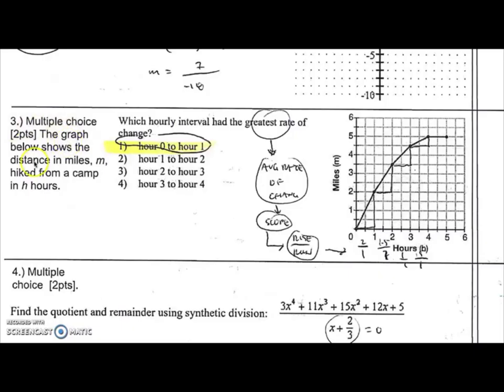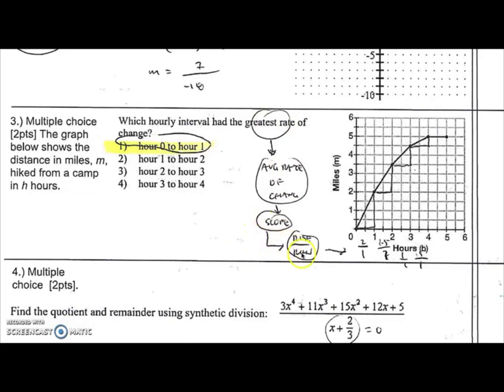I love math. The graph below shows the distance in miles, m, hiked from my camp in h hours. So you're going hiking, and the number of miles you travel is dependent on the number of hours. So which hourly interval had the greatest rate of change? Greatest rate of change is just another word for average rate of change, which is just slope.